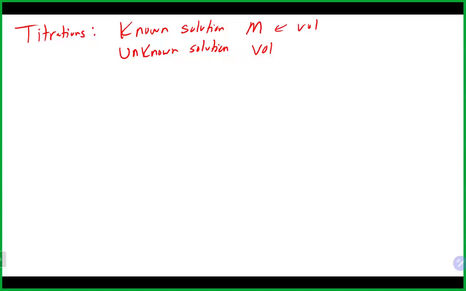So usually the process of titration is used when you have a known solution that you can use to react with an unknown solution. And what that allows you to do is a stoichiometry problem to figure out things about the unknown. You can figure out the concentration, the molarity, of the unknown solution.